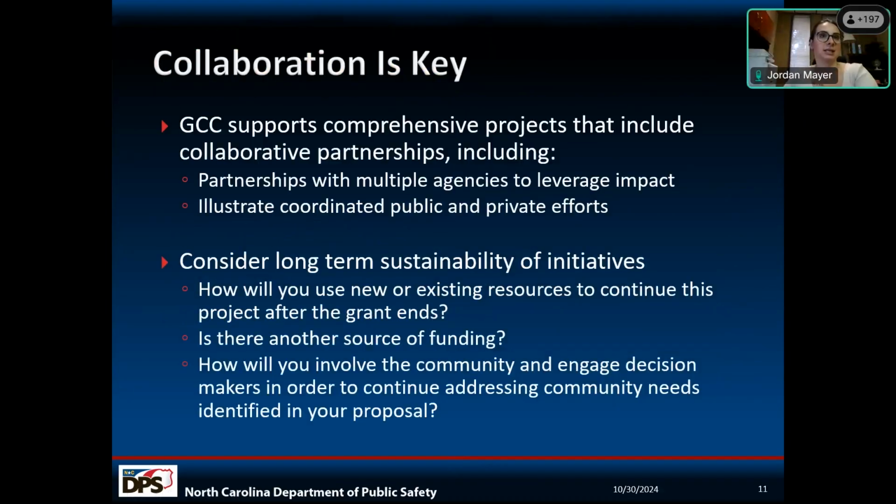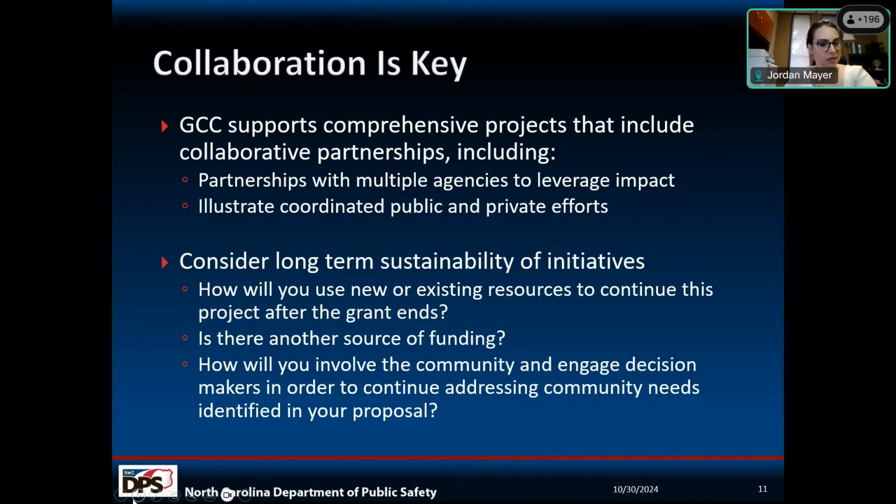So collaboration is key. This is something that we really look for in your applications, is making sure that you are partnering with other community members and other stakeholders. So we want to make sure that your project is collaborative within your community. The other thing to make sure is that it has long-term sustainability. So how will you use these new or existing resources to continue this project after the grant ends?